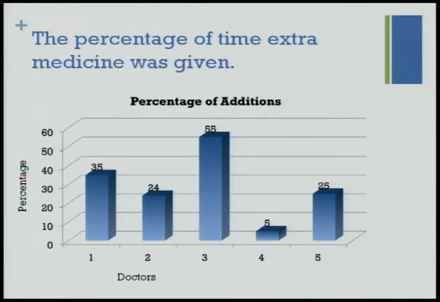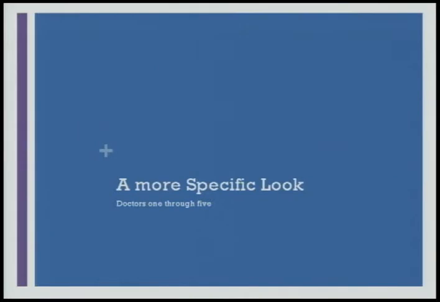This chart represents the percentage of time extra medicine was given. You can see this time that doctors 1 through 5 are giving the extra medication a different percentage of time. There's not a common trend. Let's now take a more specific look at the different doctors.